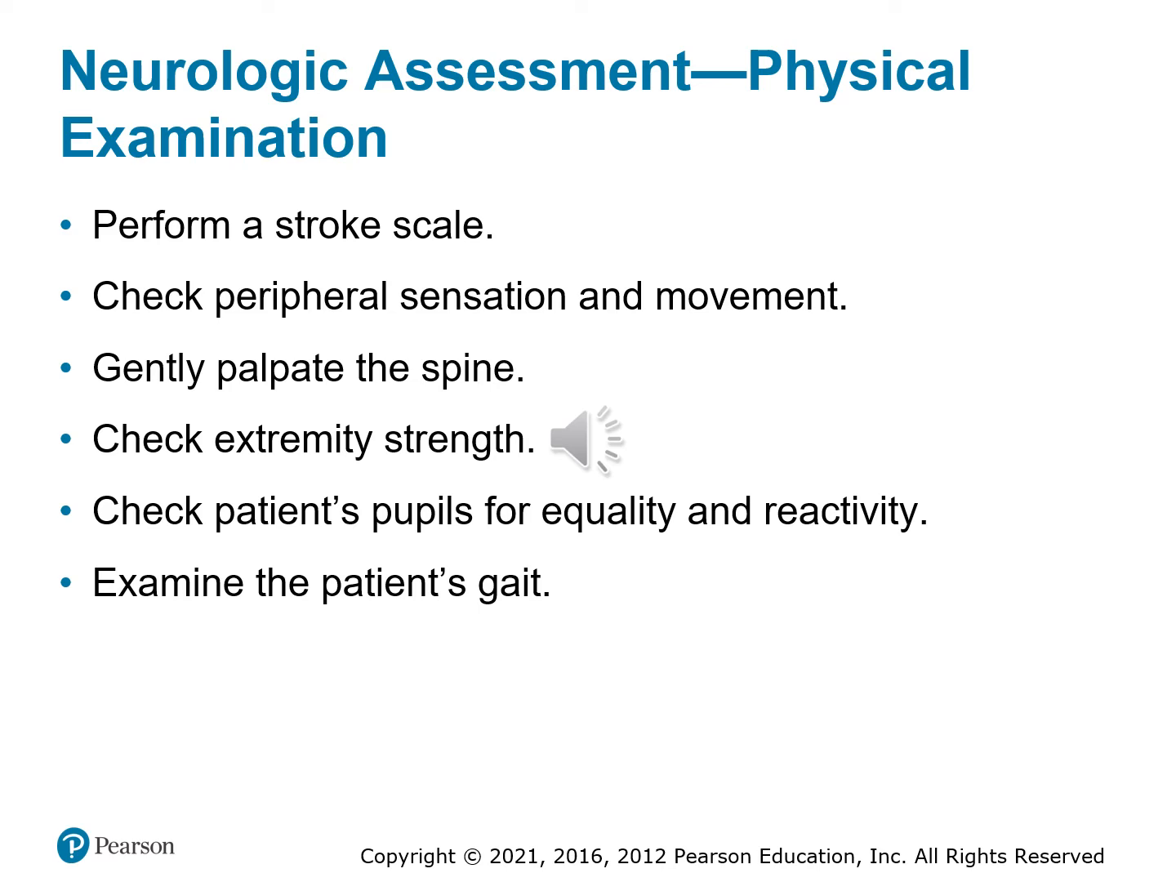Gently palpate the spine, again, feeling for abnormalities or the patient to complain of pain or discomfort. Check the extremity strength. I understand that most of us have a dominant side, but we're just looking to make sure both sides are working and we don't have paralysis of one side. Check the patient's pupils. Again, the pupils are our window to the brain. We're looking for equal pupils, and we're looking for both pupils to be reactive to light.